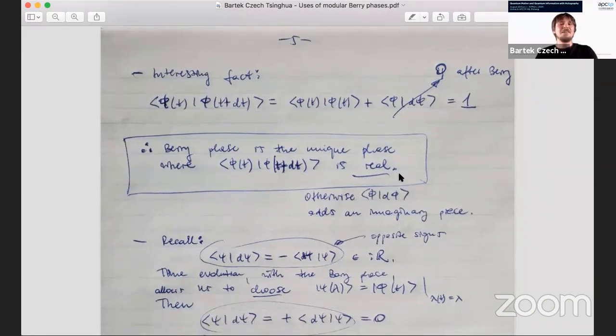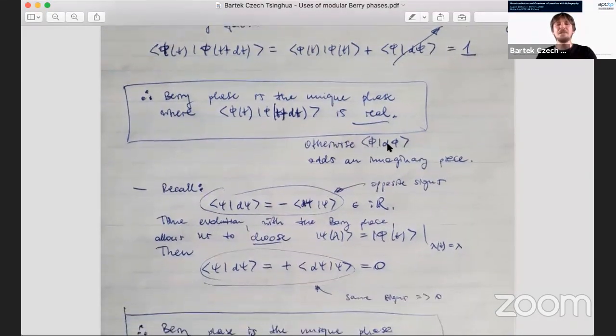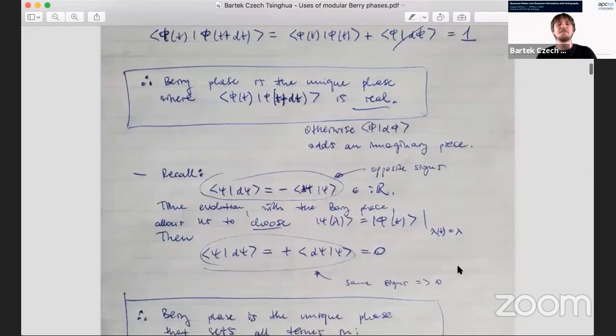Remember that we are working with normalized states. So 1 is the maximum that the inner product of any two vectors can be. So another way of saying it is that the inner product of the state right now and the state little dt later is real and maximal. And this is a condition for what the Berry phase does for us. Otherwise, ⟨φ|dφ⟩ adds an imaginary piece.